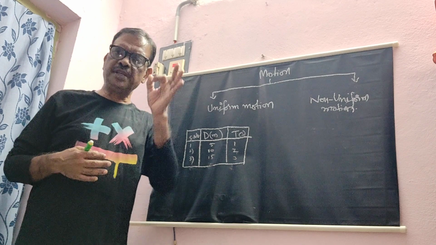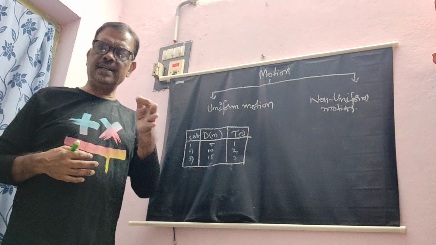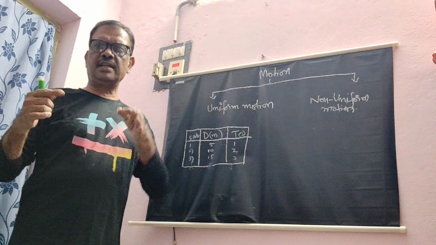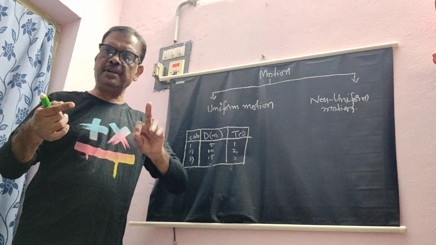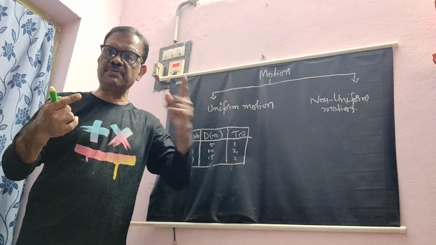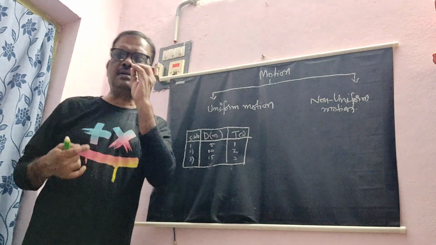Uniform motion: the object covers equal distance in equal intervals of time. Covering equal distance, 5 meter in 1 second. Next 5 meter. Again, in 2 seconds, 10 meter. 10 meter in 2 seconds means in the next second, 10 minus 5, 5 meter. So it covers equal distance in equal interval of time.